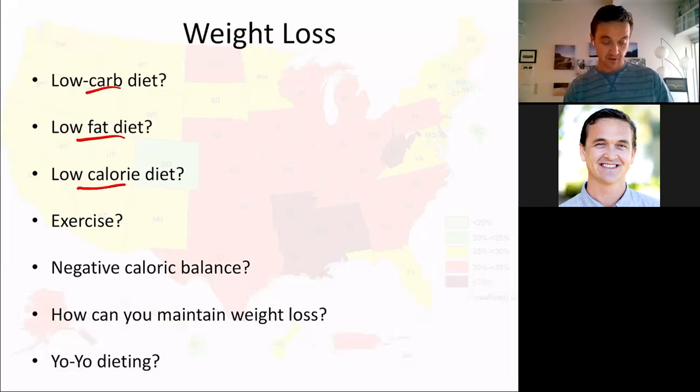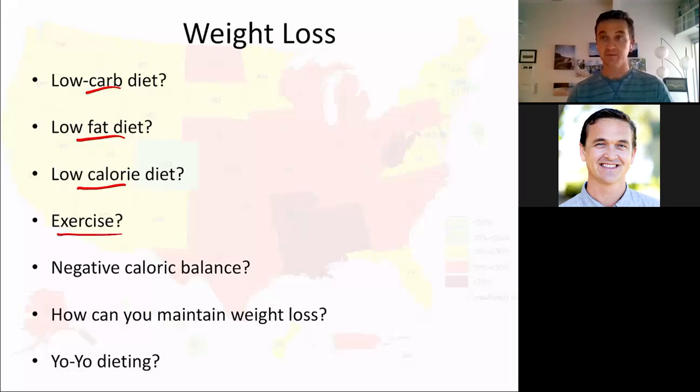Okay, what about a low-calorie diet? Right, so a low-calorie diet is probably the best way to lose weight as far as dieting, or as far as a lifestyle intervention goes. Okay, and the bottom line is just getting fewer calories into your body than you are expending. Okay, so intake has to be less than the output of calories. So we need to be in a negative caloric balance to lose weight, right?